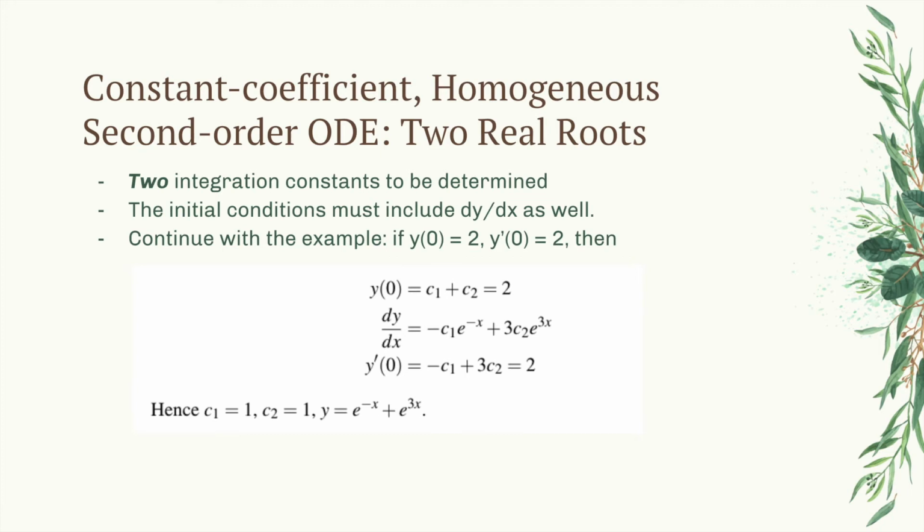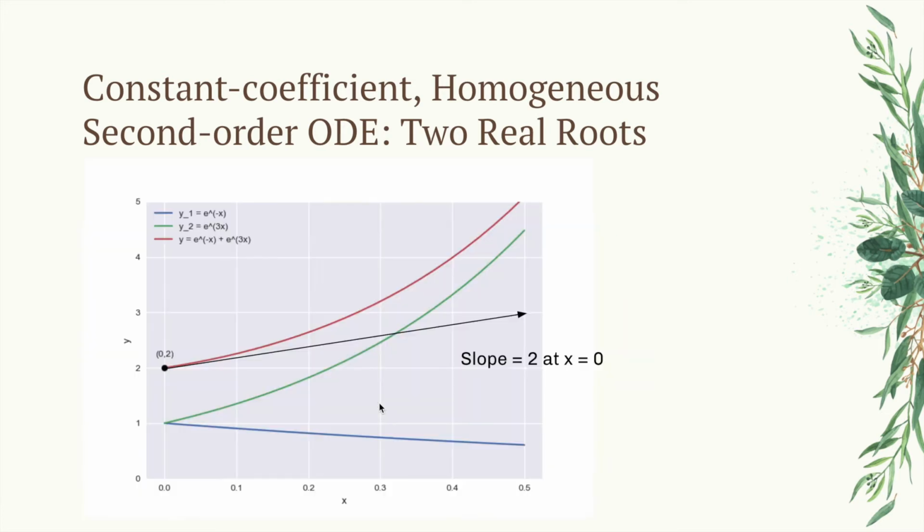The initial conditions have to give two pieces of information, so not only y, but dy/dx at the starting point must also be given. If we continue the last example, let's say y(0) is 2 and dy/dx(0) is 2. dy/dx can be computed as shown here, and after some algebra with the substitution of x equal to 0, these initial conditions show that c1 and c2 are both 1, and y equals e to the negative x plus e to the 3x.